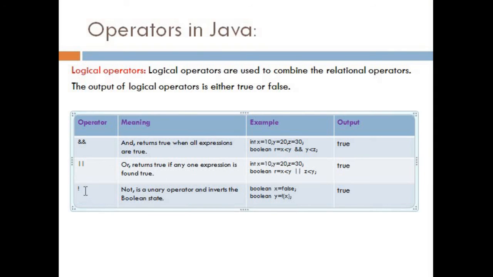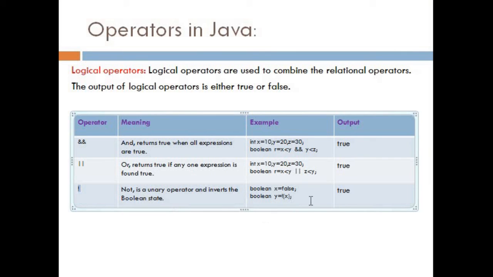Now let's come to the next logical operator, which is the exclamation mark. The exclamation mark here represents the NOT operator, and the use of this NOT operator is to invert the boolean state. That means in case the boolean state is true, then NOT shall invert it to false, and in case the boolean state is false, then NOT shall invert it from false to true.